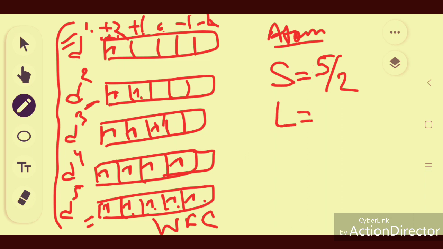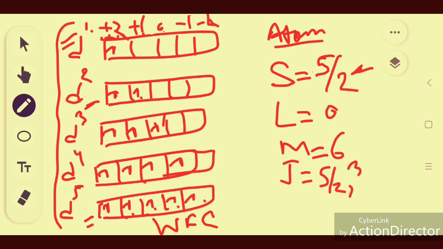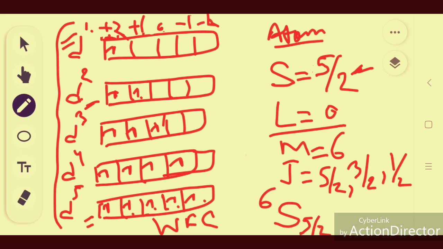Then capital L is equal to, for this electron it is plus 2, for this electron it is plus 1, for this electron it is 0, for this electron it is minus 1, for this electron it is minus 2. So L value becomes 0. Now multiplicity will become 6 according to this S value, 2S plus 1. Then the value of J will be 5 by 2, 3 by 2 and 1 by 2, not less than 1 by 2. So now the term according to L equal to 0 will become capital S, multiplicity is 6, so 6S.